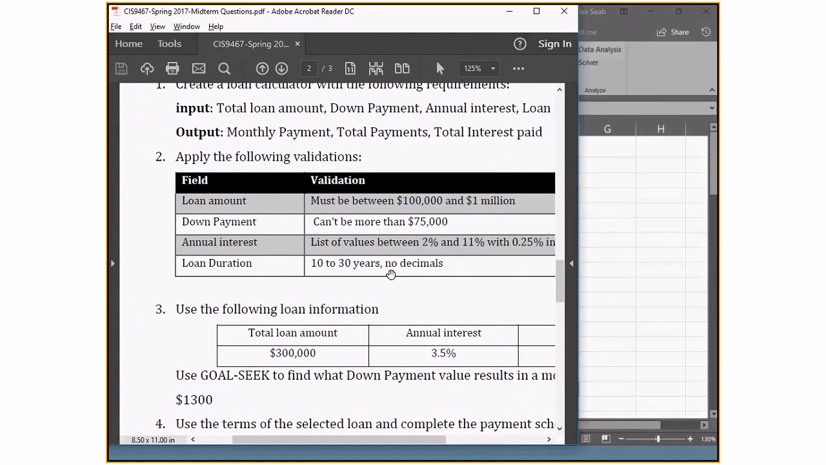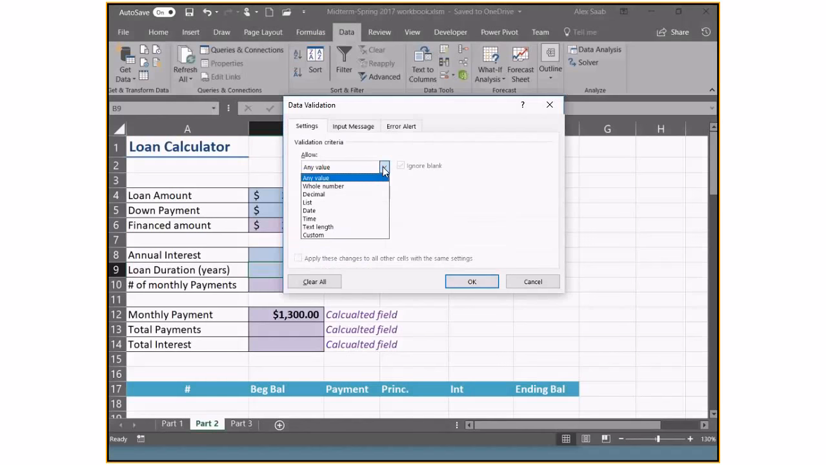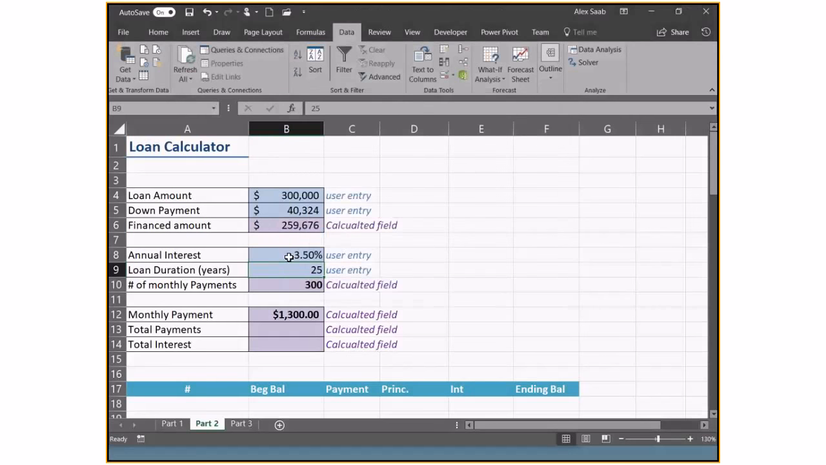Loan duration, 10 to 30 years, no decimal. What does that mean? For the first one, the loan amount, I don't care if you put a decimal or whole number, but this means it has to be a whole number. So for loan duration, choose here, whole number, between 10 and 30. So data validation couldn't be simpler than that. I'm not going to ask for anything more complex. Okay.